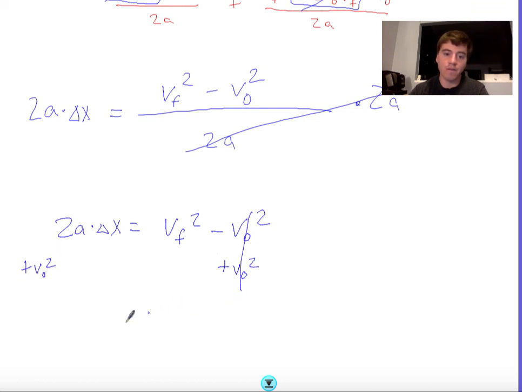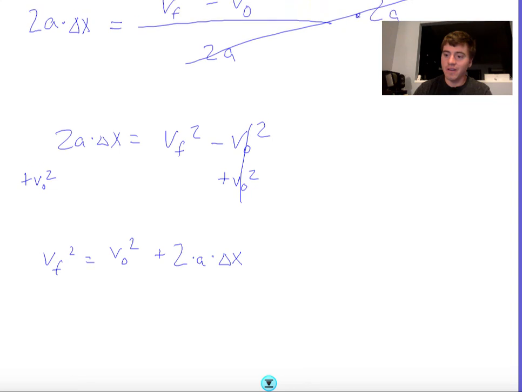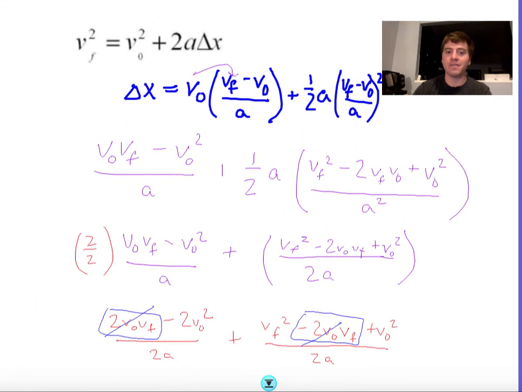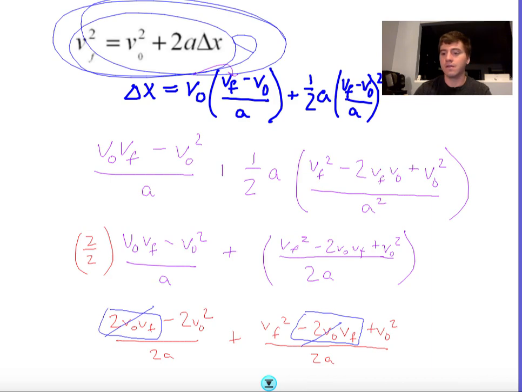That's now 0. And v final squared equals v initial squared plus 2 times the acceleration times the change in your position, which is our final equation. Hooray! All right.